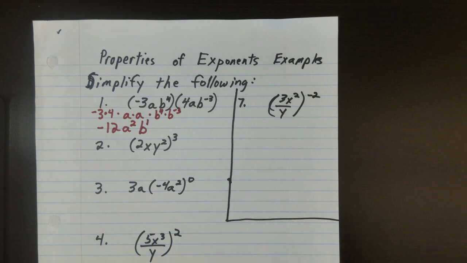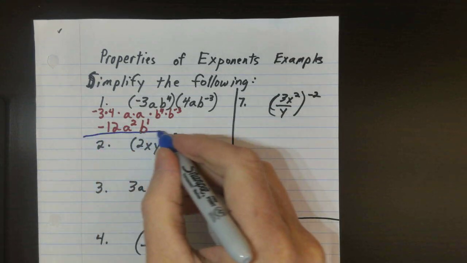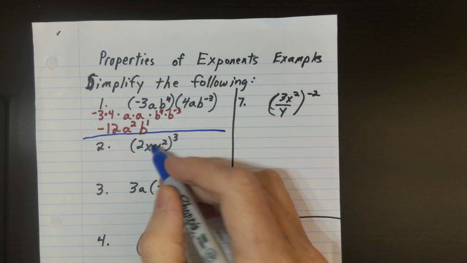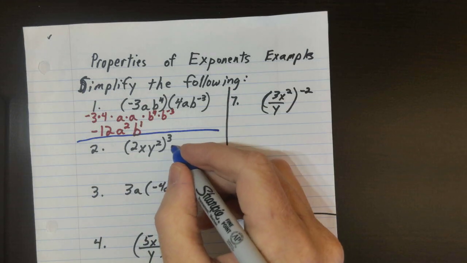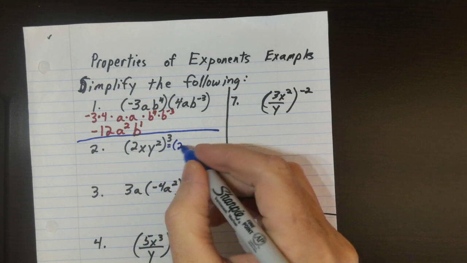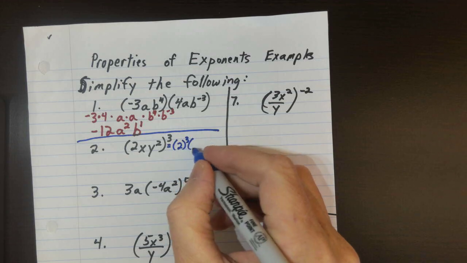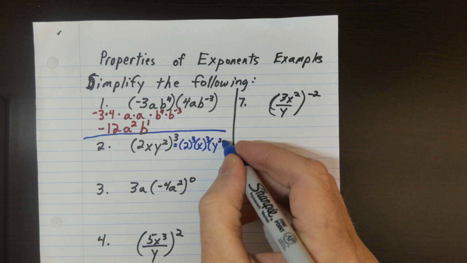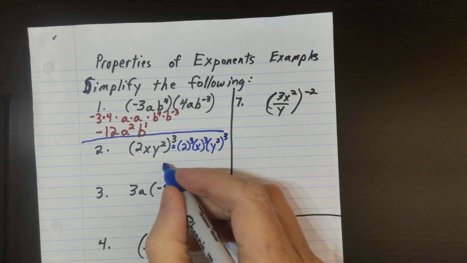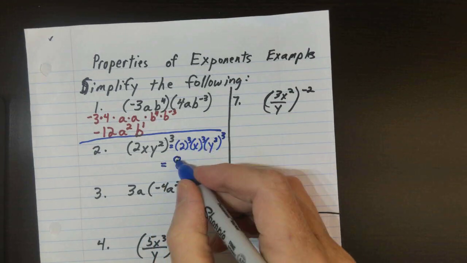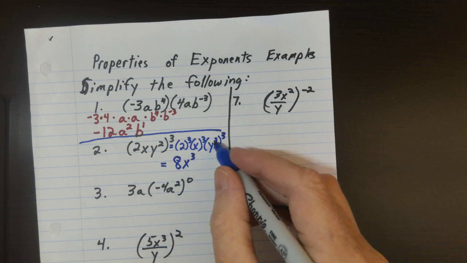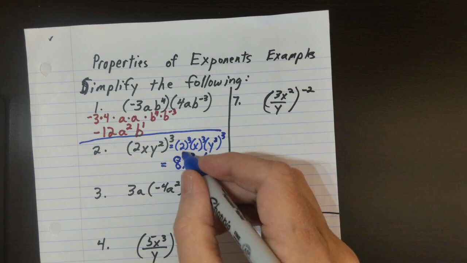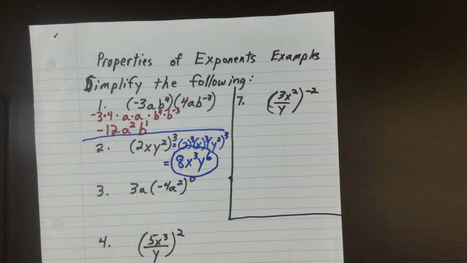Now my second example here. First thing I'm going to do is distribute this 3 between all the terms here. And that is, I'll put equals here, 2 to the third, x to the third, and y squared to the third. Now 2 to the third power is 8, x to the third power here, y squared to the third power to a power, you multiply those, and that's 8xy to the 6th.